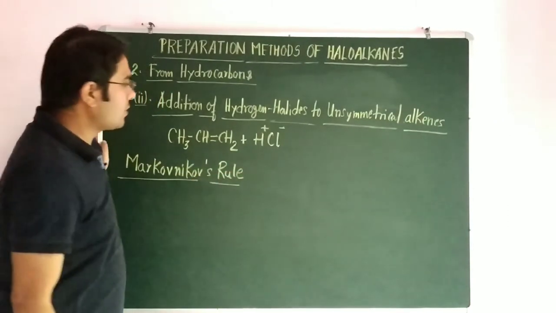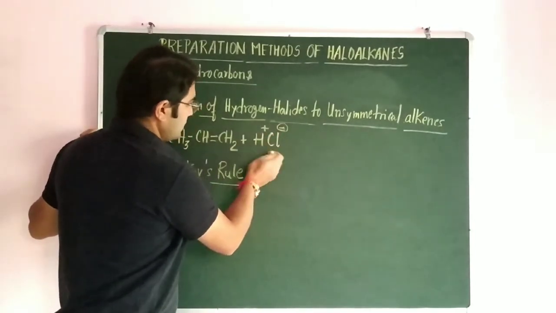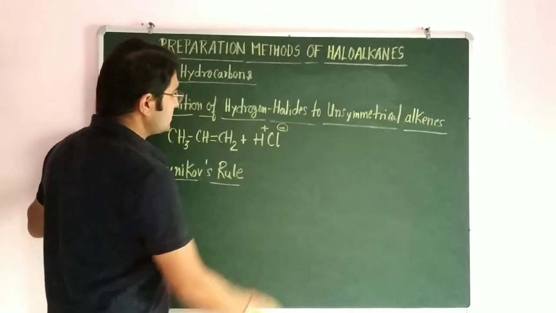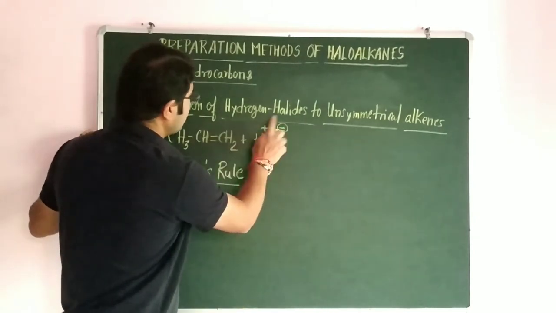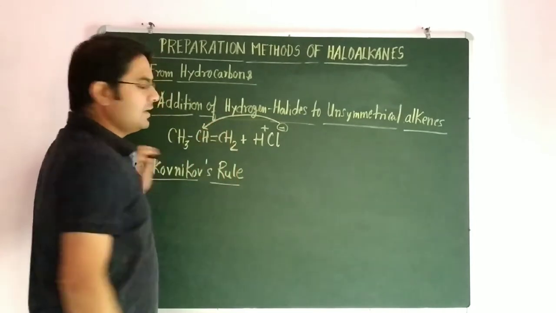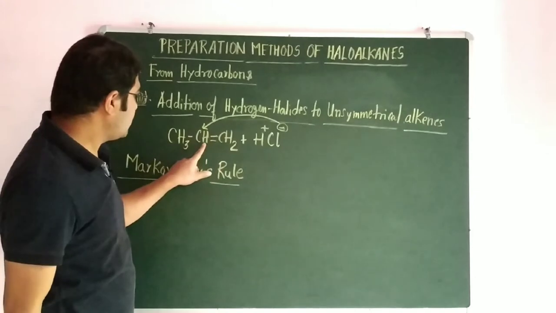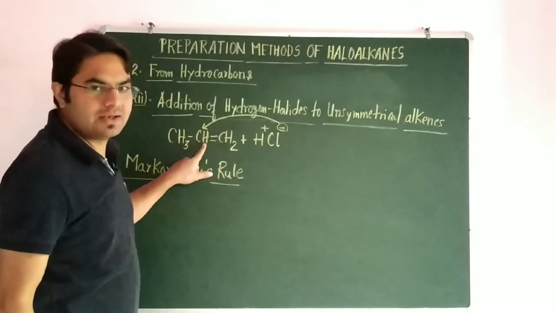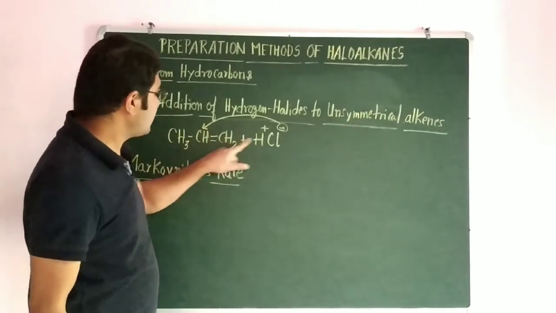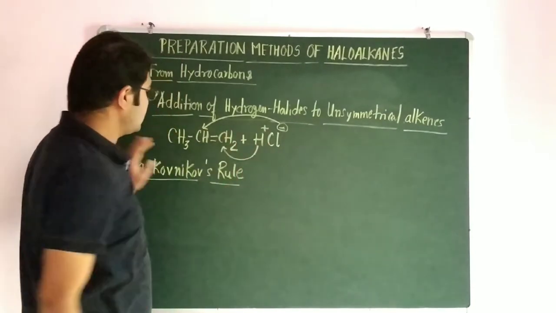According to Markovnikov's rule, the negative part of the adding molecule, here we are adding HCl, so the negative part of the adding molecule is attached to that carbon atom which contains fewer hydrogen atoms across the double bond. Here the number of hydrogen atoms is only 1 and here it is 2, that's why the positive part is attached here in this case. So again it is very simple.